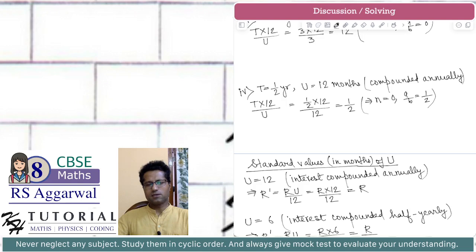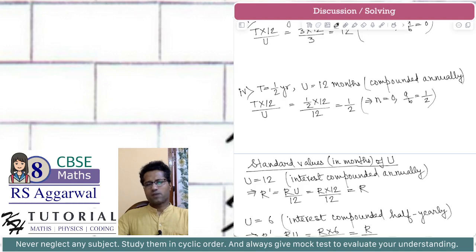n equals 0 means that in the given time period, that is half a year, we are not having a complete unit of time. How can we have? Because the unit of time is 12 months. So that is why n is coming to be 0. That is, we are not having a single complete unit of time, but we are having a fractional part of a unit of time, and that fractional part is half. We are having half of a unit of time. Now, since the unit of time is 12 months, half of u is 6 months, and that is what t is. t is 6 months. So a by b is half.